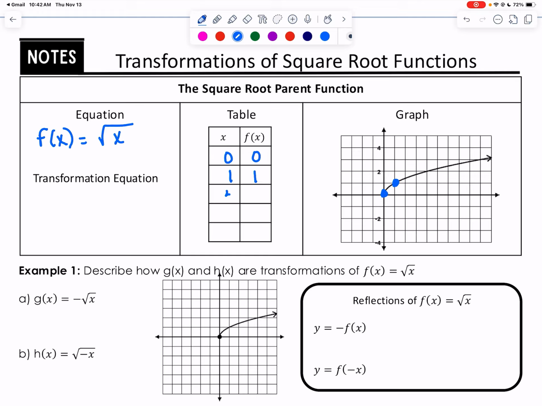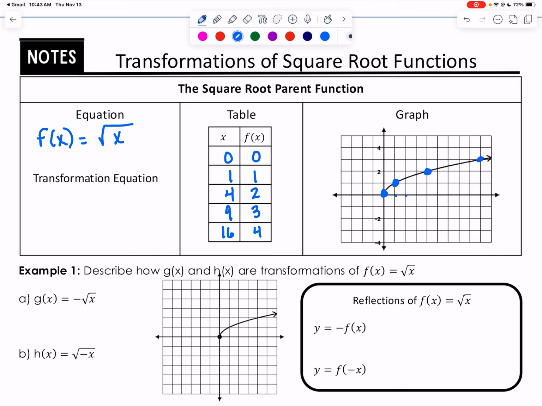I can easily take the square root of 4. That would give me 2. I can take the square root of 9. That's 3. That'd be here. I can even take the square root of 16, which is 4. That would go off our grid a little bit, but we could keep doing that process, getting as many values as you have room for, okay? So that's our basic square root function.